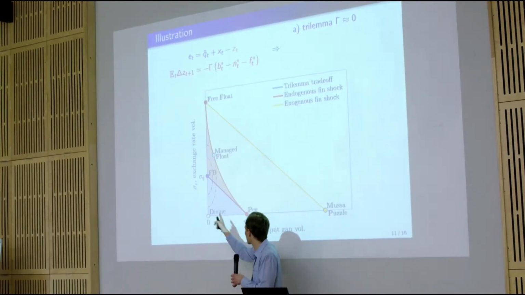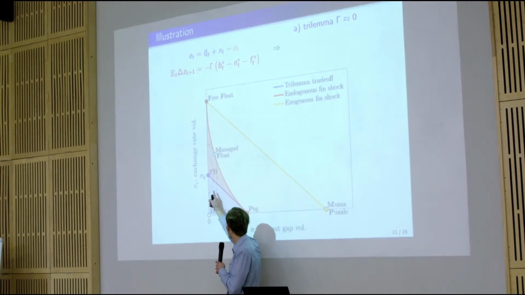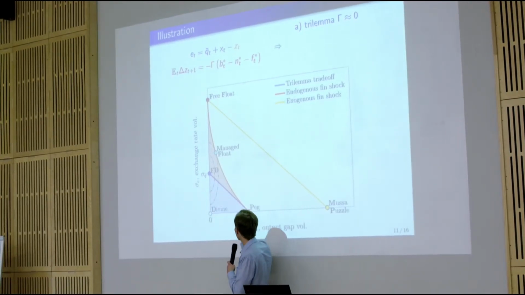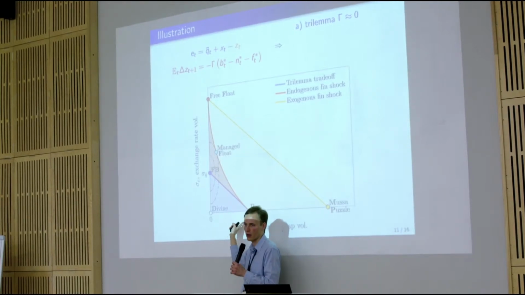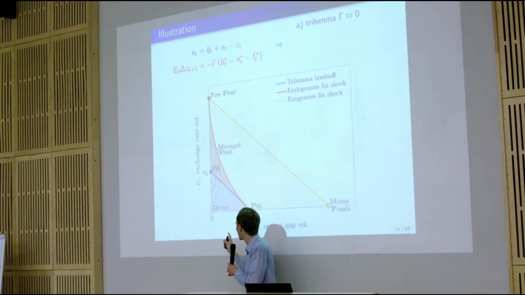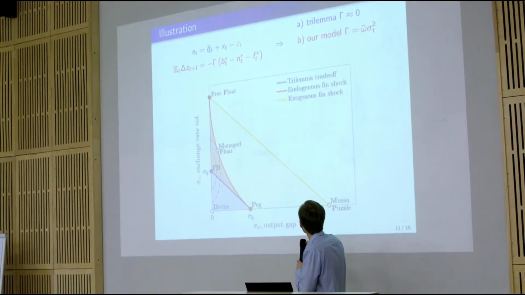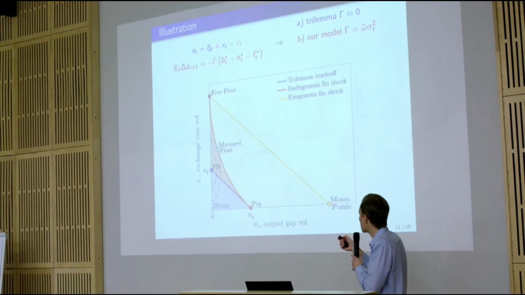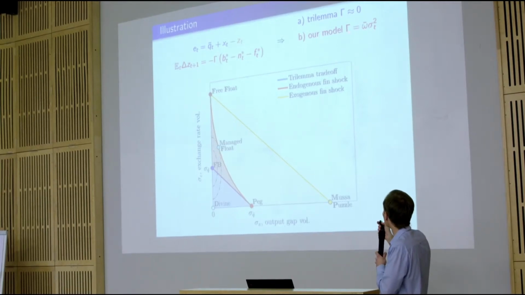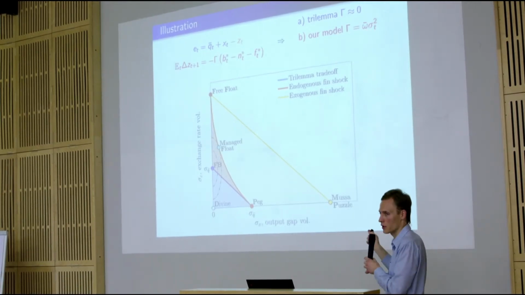So what is the problem with this argument? Well, as I said, the Mussa puzzle. If we compare the Bretton Woods period with the post-Bretton Woods period, we see an increase in exchange rate volatility, but we don't see a dramatic change in the volatility of other macro variables. In that sense, it seems like we're not in this trilemma world. Instead, what we have in our model is that this gamma is not 0. There is a limited risk-bearing capacity of the financial sector, and it depends on the volatility of the exchange rate.